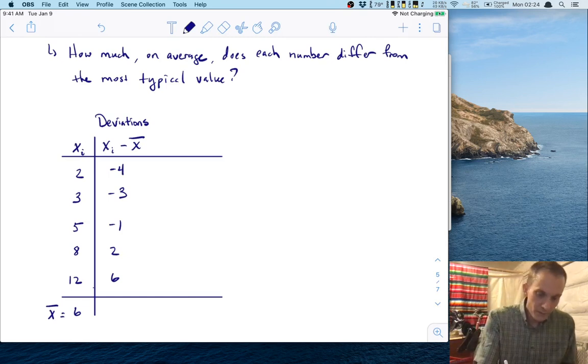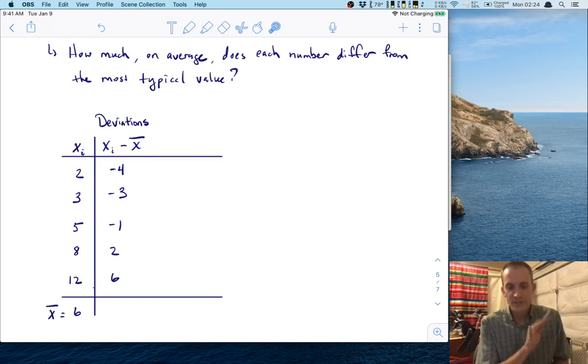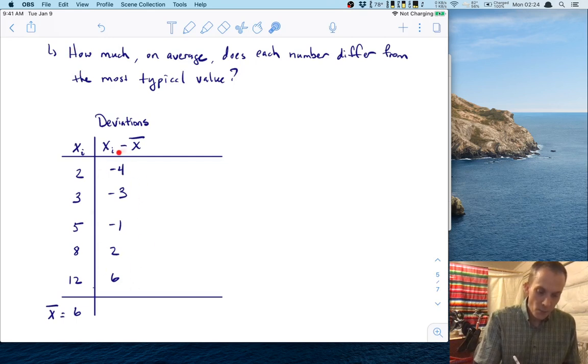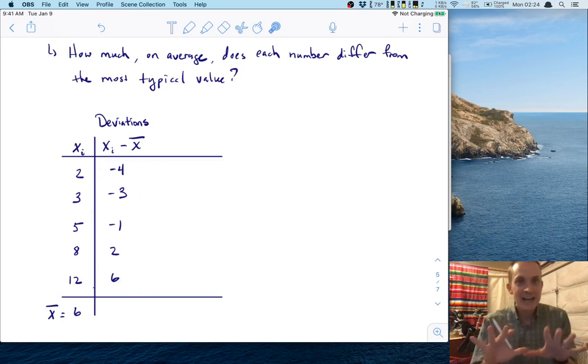Now my question, I think I can answer. My question is, how much on average does each number differ from this most typical value? Well, here are the deviations. So based on the question that I have asked, it would make total sense to find the average of these, which we know how to do, right?